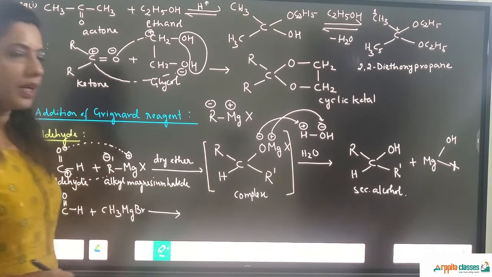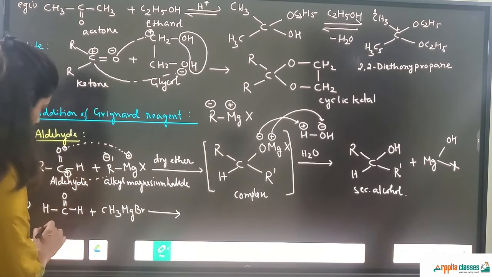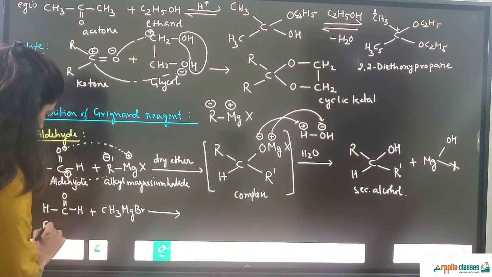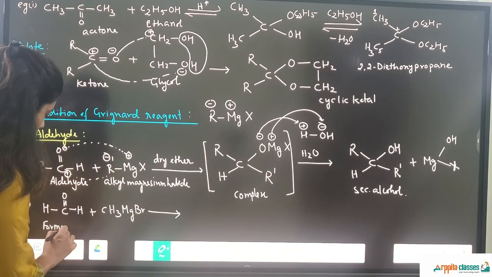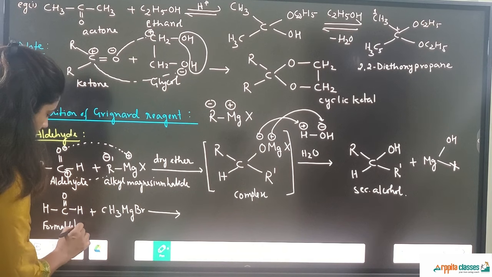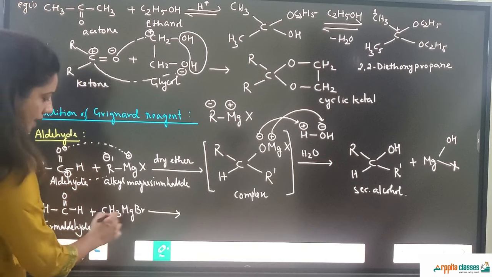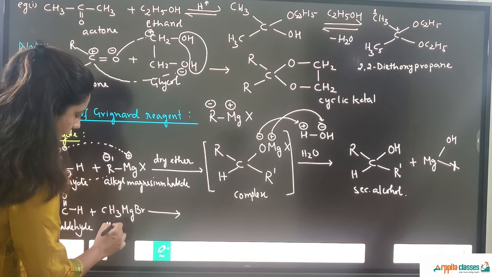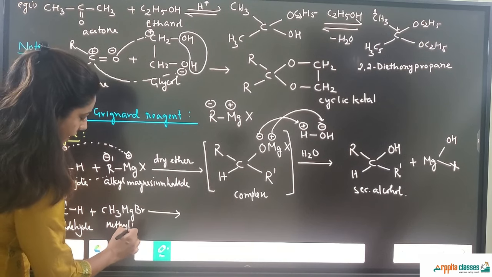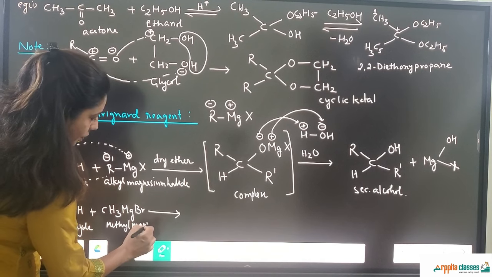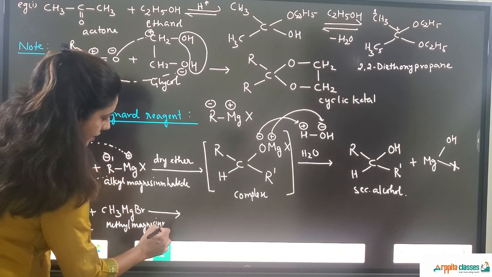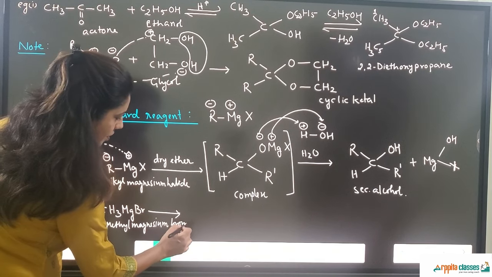Very important reaction. Let us take a particular example. This is formaldehyde. Aldehyde with one carbon atom is called formaldehyde, and this particular compound is called methyl magnesium bromide.